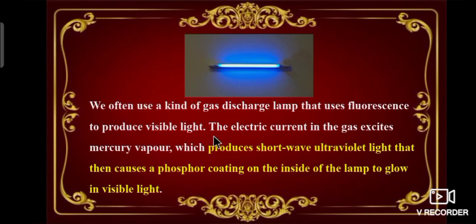Do you know, students? We often use a kind of gas discharge lamp that uses fluorescence to produce visible light. The electric current in the gas excites mercury vapor, which produces short-wave ultraviolet light that then causes a phosphor coating on the inside of the lamp to glow in visible light.